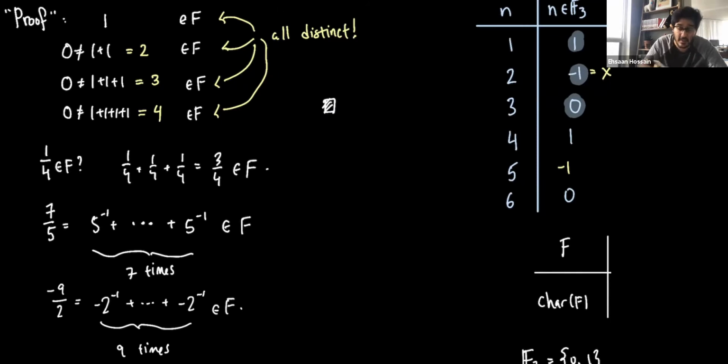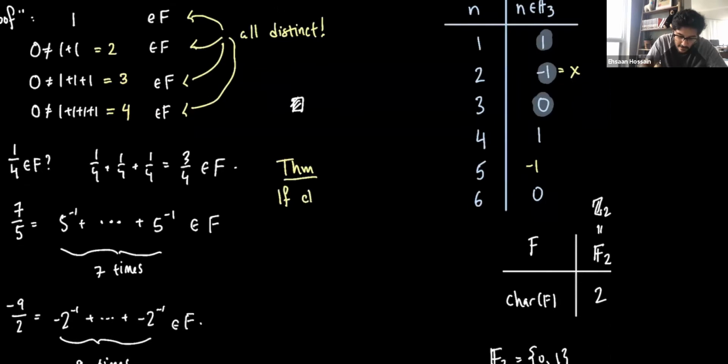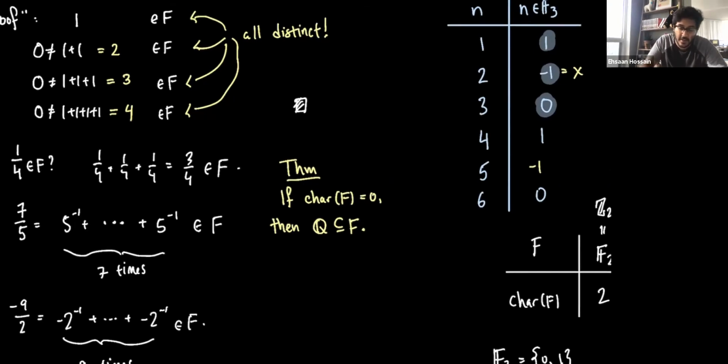I wish we did cool stuff like this in class. If F is a field of characteristic 0, let's just write it like this: if char F is 0, where F is a field, then Q is a subset of F. Any field of characteristic 0 has to contain the rational numbers as a subset. So you can see it's infinite, because Q is infinite, so it has an infinite subset. So F must be itself infinite. Okay.